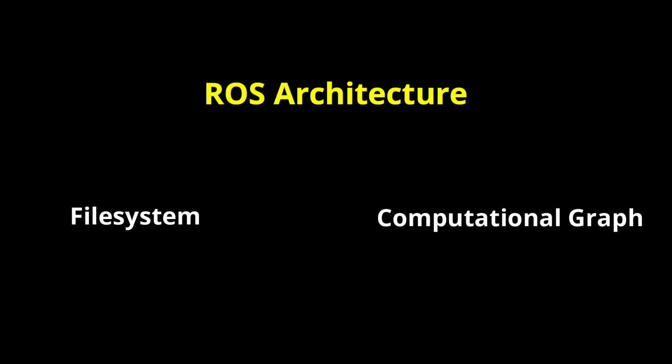ROS architecture can be divided into two things. The first one is the workspaces and packages, the file system part. The other one is the computational graph, where the nodes, topics, messages, and services are.